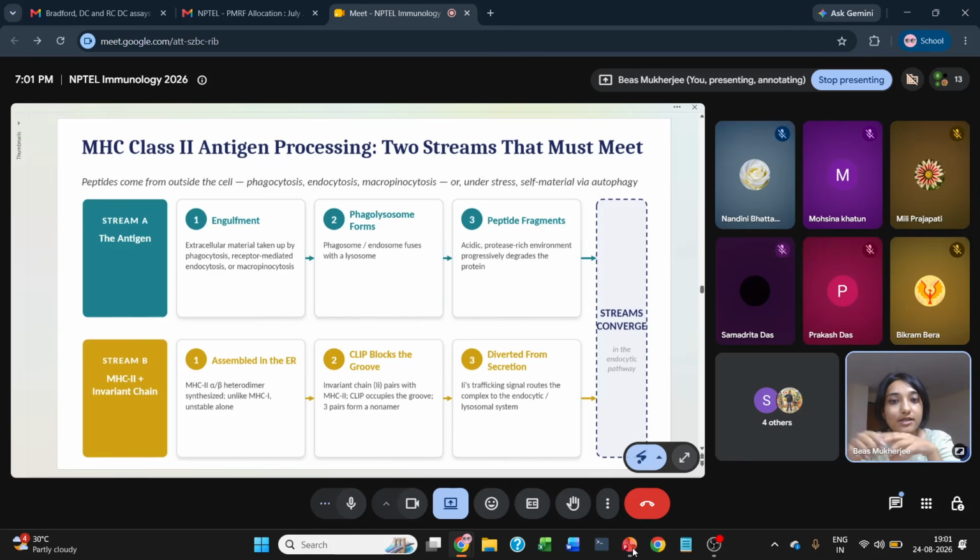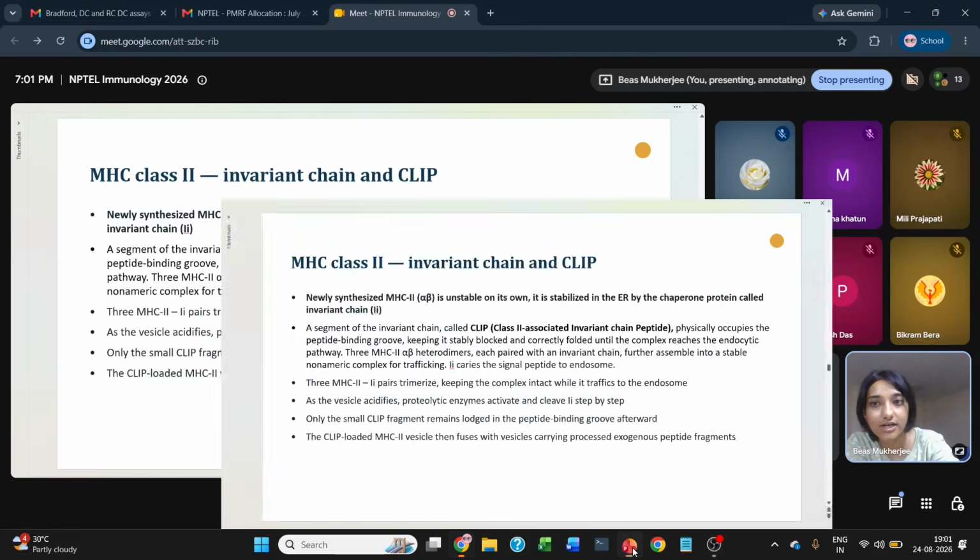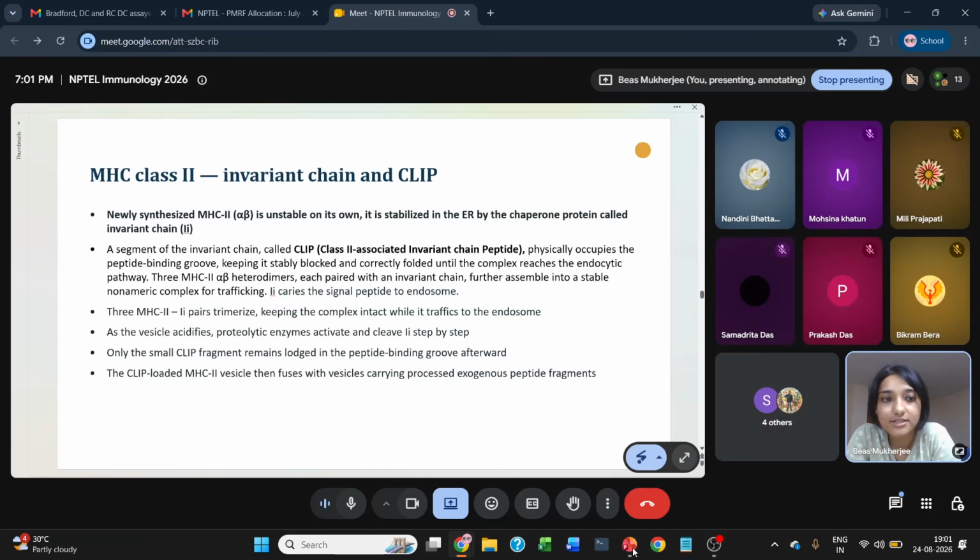Now see, this is diverted from secretion. That means its trafficking signal routes the complex to the endocytotic or lysosomal system. And that is where it comes in contact with the antigen. What happens when it comes in contact with the antigen? We will see that. Right now, let's look at this in a little more detail.